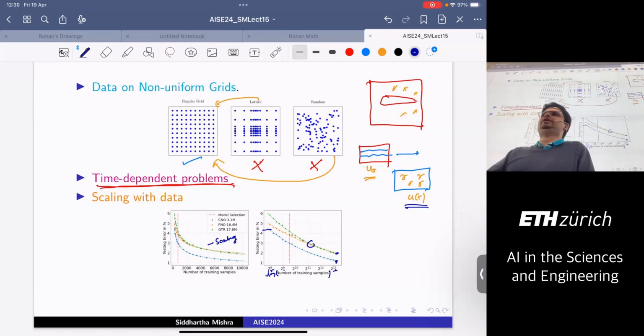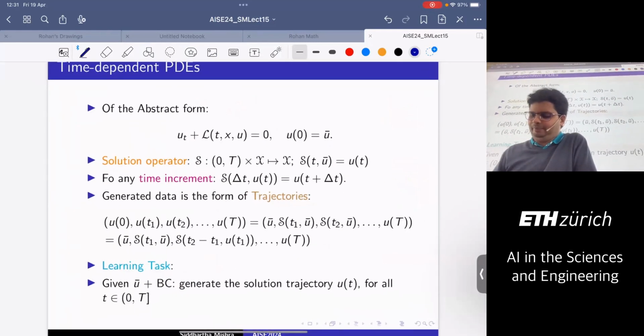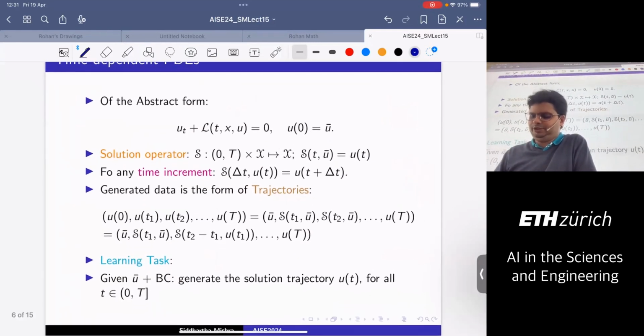But is the issue of scaling clear? That this is an important consideration, arguably the most important consideration. And this is what I will really focus on in the next lecture. But today, let's focus on the time-dependent problems. That's the main content. So now let me start with some abstract form, because then notation becomes easier.